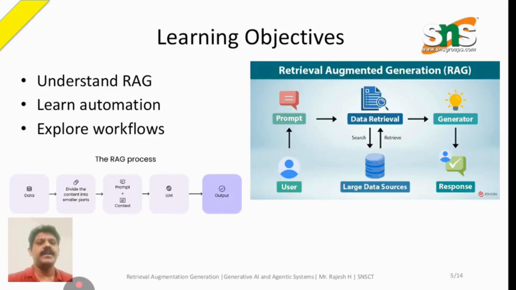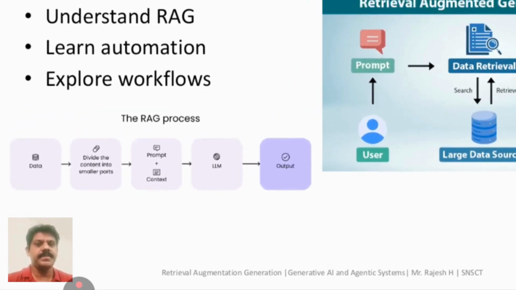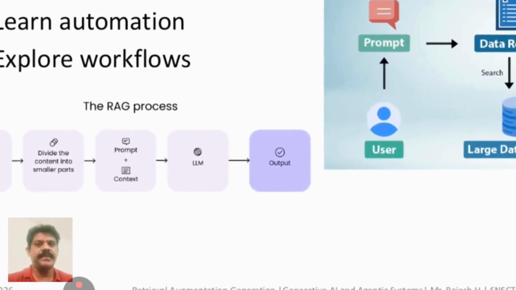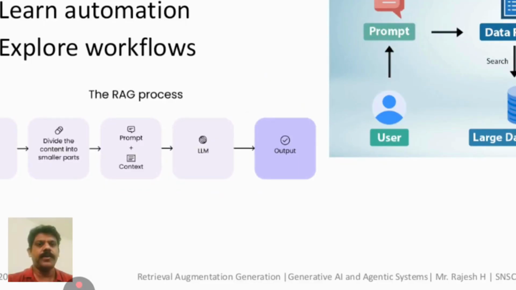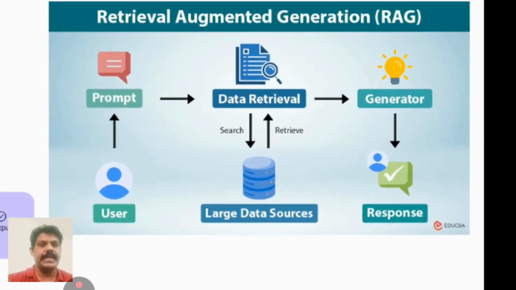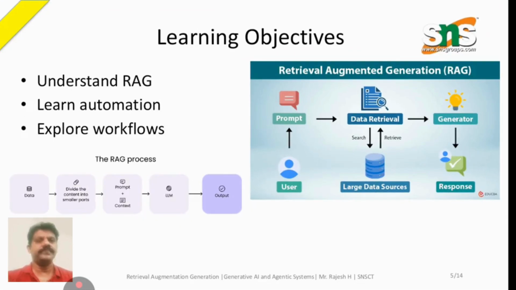So here are the learning objectives: we need to understand the RAG process, learn how automation is used, and understand the workflow of the functioning components of RAG. If you see the whole RAG process, it starts with data, then it divides the content into smaller parts. Then, with prompting and context-level understanding, the LLM is leveraged. Finally, the output is produced. However, the prompt is the main key here, and the data is retrieved with search and retrieval options through the LLM, from large data sources. Finally, the generation produces the content as the user response.